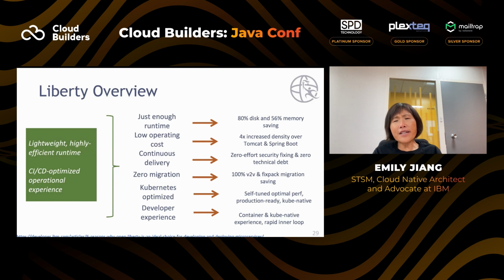Open Liberty has many nice features. It's very composable, giving you just enough runtime to run your application, and it has very low operating cost, about four times the density of Tomcat and Spring Boot. It also has continuous delivery, with a new release every 4 weeks. One of the best features of Open Liberty is zero migration.